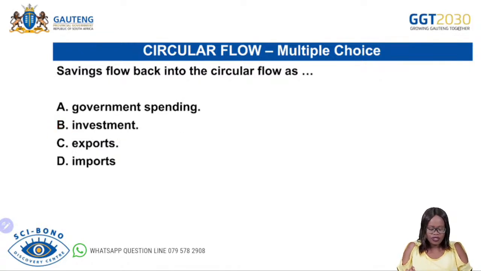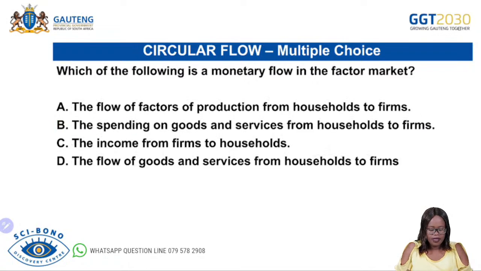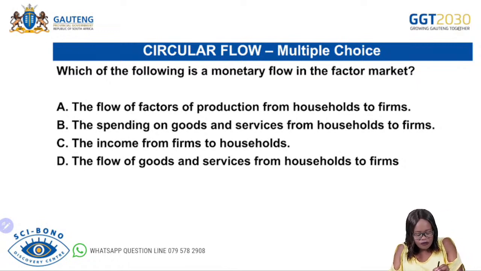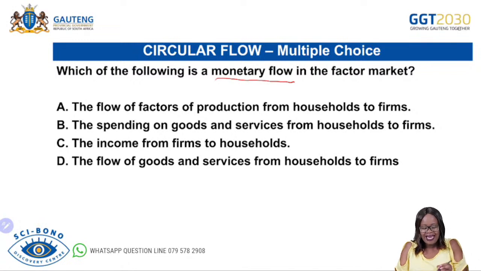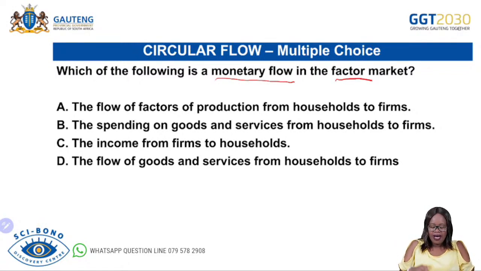And then moving on to the next question, savings flow back into the circular flow as what? It is obviously as investment, which is option B. Right, and then we move to the next question. Which of the following is a monetary flow in the factor market? Right, those are our keywords.